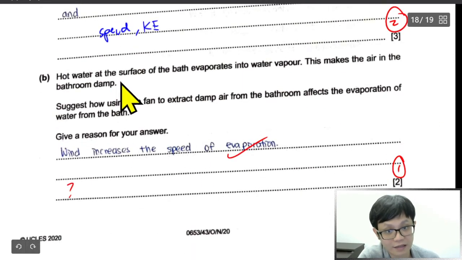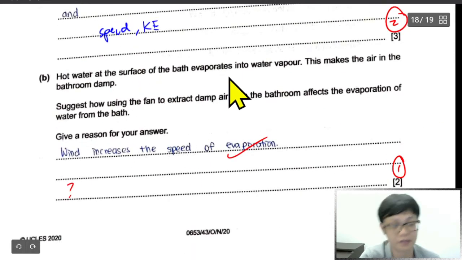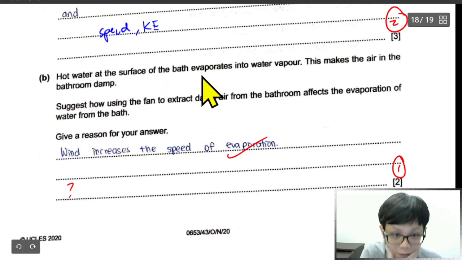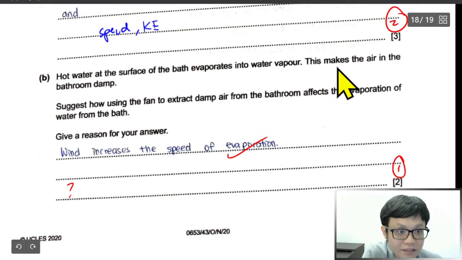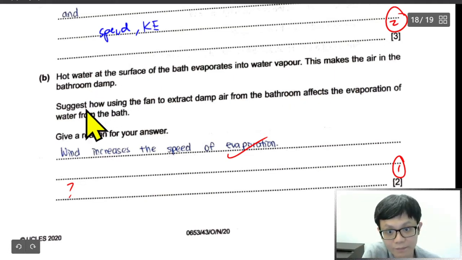Hot water at the surface of the bath evaporates into water vapor. This makes the air in the bathroom damp. Suggest how using the fan to extract damp air from the bathroom affects the evaporation of water from the bath. Give a reason for your answer. Wind increases the speed of evaporation, so you get 1 mark.